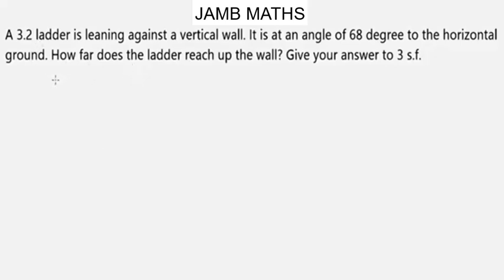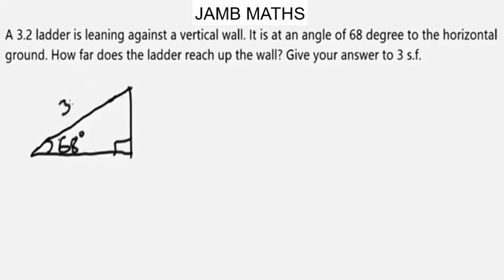Firstly, the question says a 3.2 ladder. Now, if a ladder is leaning on a wall, let's say this is a wall. Now, a ladder is leaning on this wall, so let me draw that shape well. Okay, this is a ladder. Now, it makes an angle of 68 degrees to the horizontal ground. So we have 68 degrees here. Now this is a right angle triangle. Now the ladder, a 3.2 ladder, so this should be 3.2.